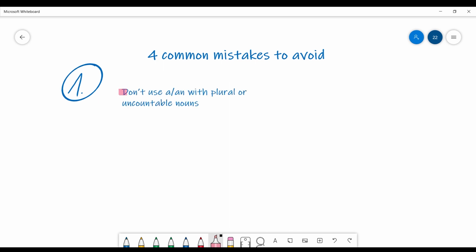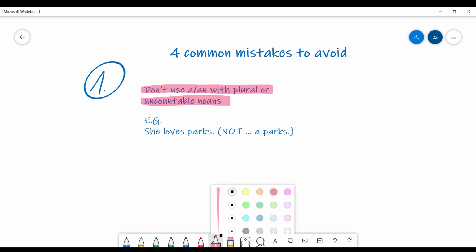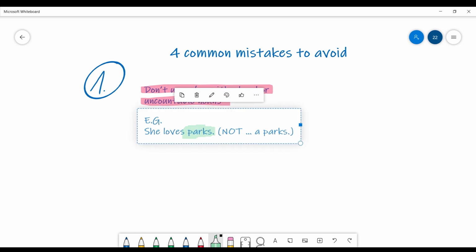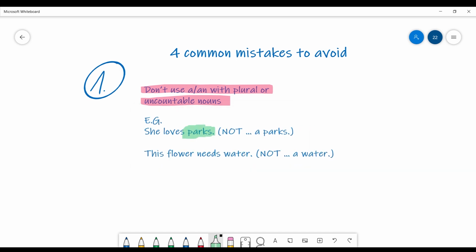First of all, it says, don't use a or an with plural or uncountable nouns. This is basically what we have just discussed. Do not use a or an if we have, once again, a plural noun, as in this sentence, she loves parks. Not one park, parks. So we are not saying she loves a parks. We just say she loves parks.